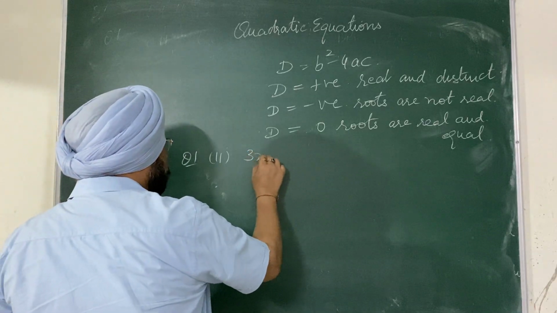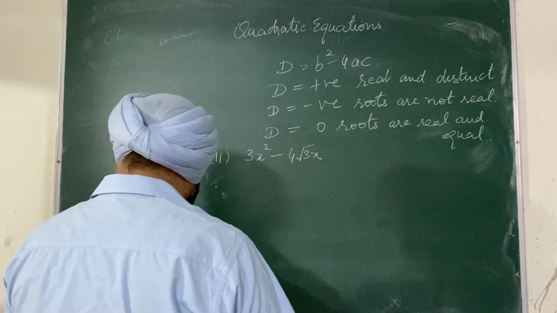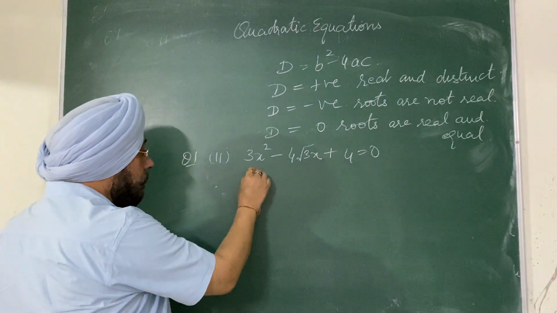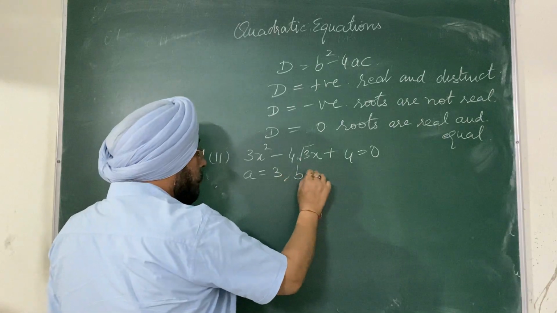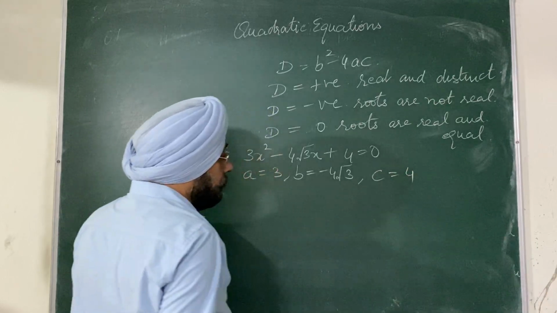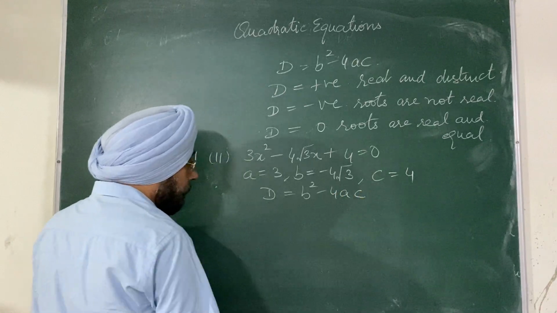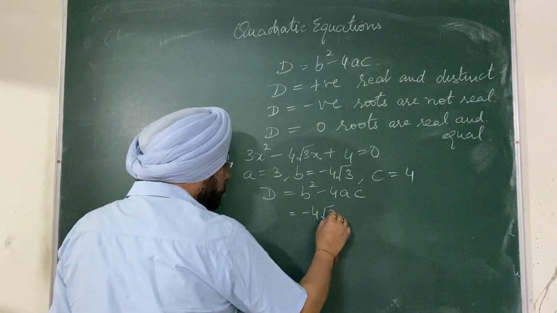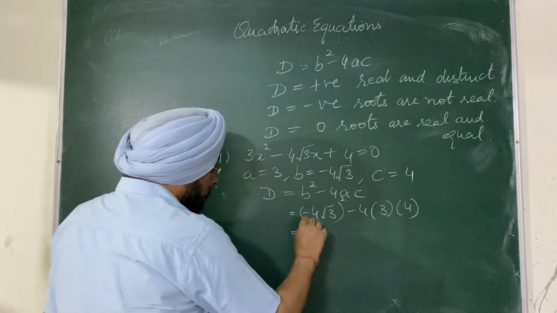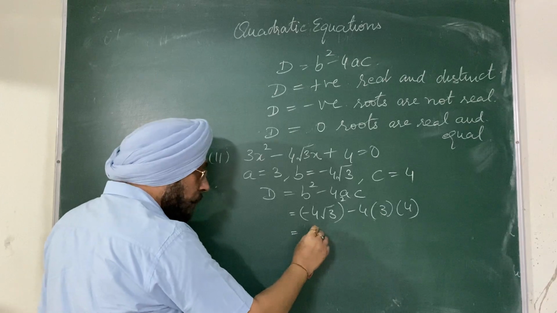3x squared minus 4 root 3 x plus 4 equals 0. So again we have a equals 3, b is minus 4 root 3, and c equals 4. So again apply the formula for the discriminant, that is b squared minus 4ac. Substitute the values. So what is the square of minus 4 root 3? First of all, just square the minus 4, we get 16.